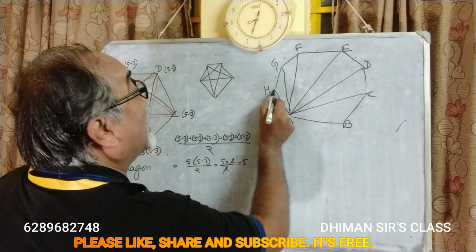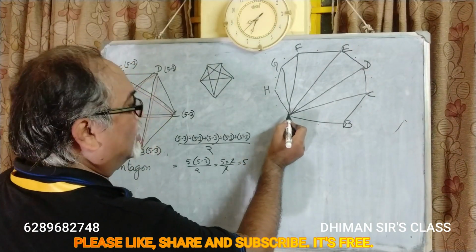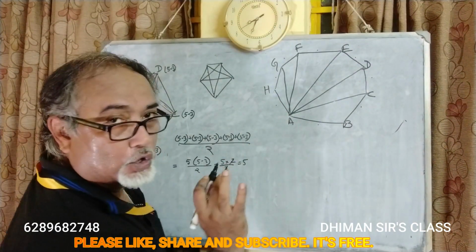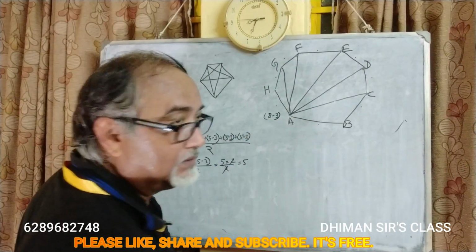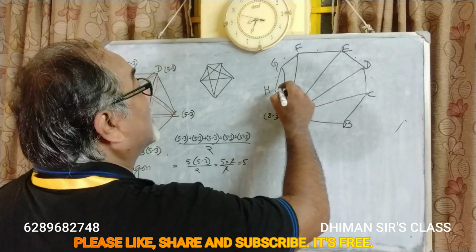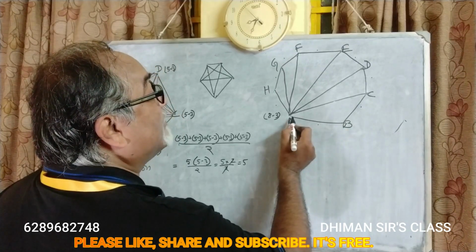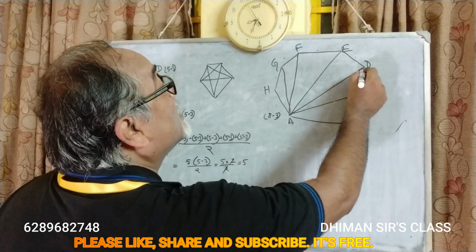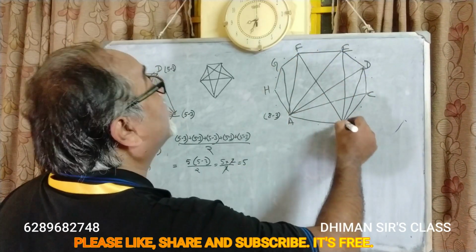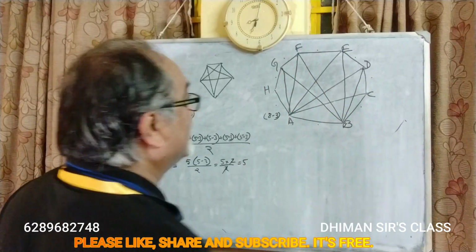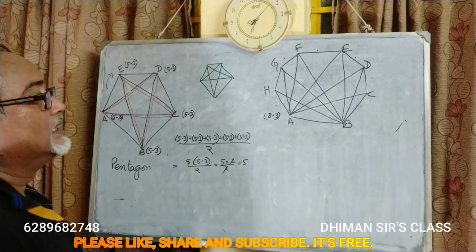But how many sides are there? 8 sides. From A to A we cannot draw, A to H we cannot draw, A to B we cannot draw. So therefore 8 minus 3. Clear? Now from B let us start. B to B we cannot, B to A we cannot, B to C also we cannot, but B to D, B to E, B to F, B to G and B to H. Clear? Let us start C.